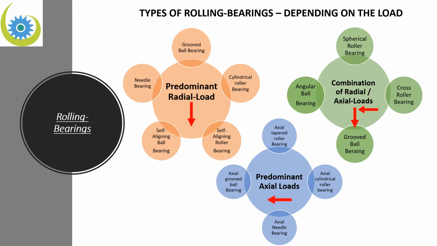So if we take now a look on the right side, in our construction we have combinations of forces, or better said loads, radial and axial loads. We can use the following bearings: the spherical roller bearing, the cross roller bearing, the groove ball bearing, and the angular ball bearing. Below, here in blue, we see bearings that can absorb axial loads: the axial tapered roll bearing, the axial cylindrical roll bearing, the axial groove ball bearing, and the axial needle ball bearing.